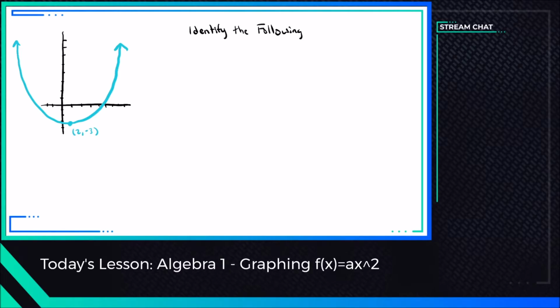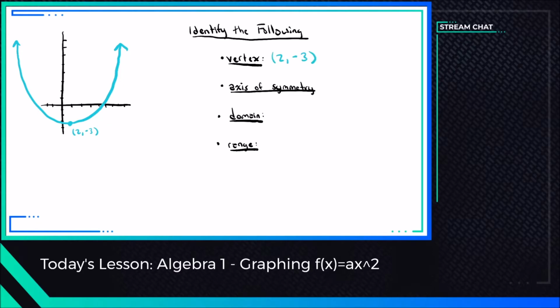So let's go ahead and try to identify the vertex, the axis of symmetry, the domain, and finally the range. So the vertex is already given to us. It's down there, 2, -3.